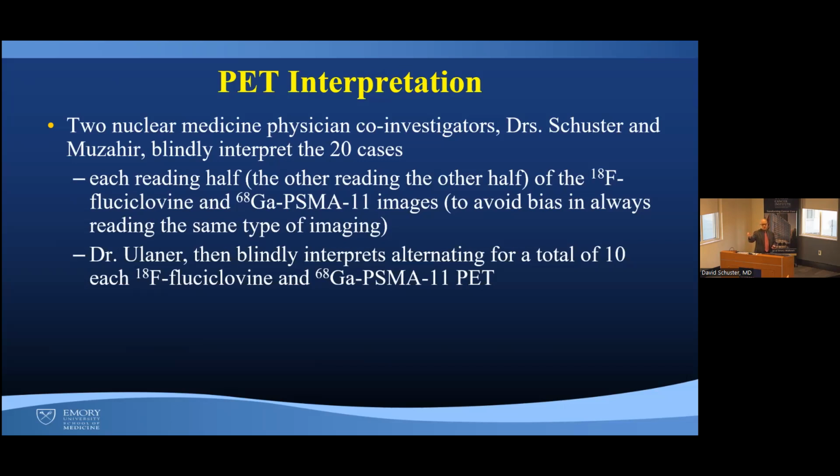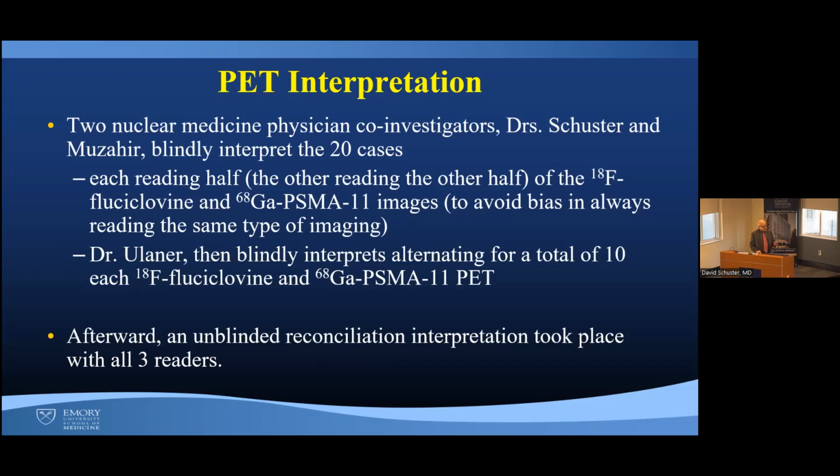So what we did was we alternated. Blinding the first 10, let's say I would do fluciclovine and Dr. Musa here would do PSMA, then we would switch that. And then we got the person who ran the trial at Sloan Kettering, who since then went to Hoag in California, Dr. Lehner, to blindly interpret alternating PSMA and fluciclovine. This way we had a good idea of reader agreement. And afterward, an unblinded reconciliation interpretation took place with all 3 readers, just for practical clinical matters.